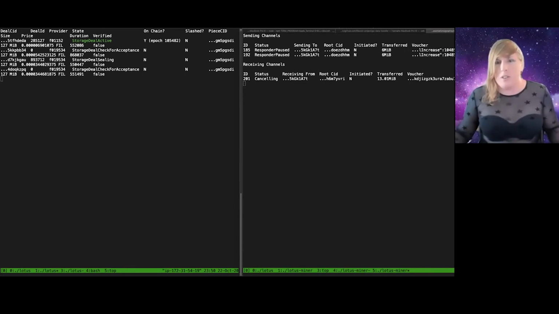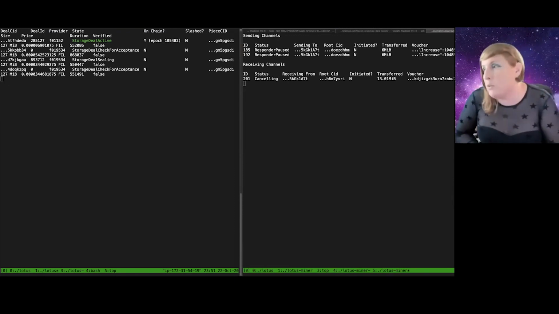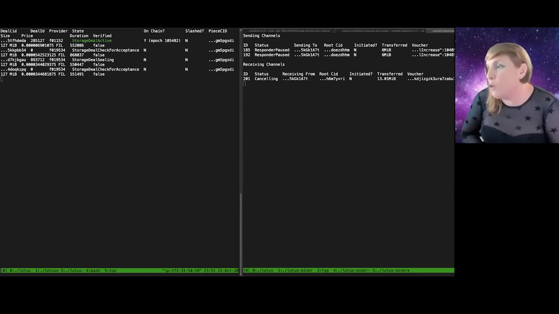So the first question I'm going to answer is, do I have to run a full node to make a deal? At the moment, you do. At the moment, you need to run a full node to make a deal. However, we are building mechanisms by which someone can run a full node for you, and you can essentially have the node make a deal on your behalf using a remote signing architecture.